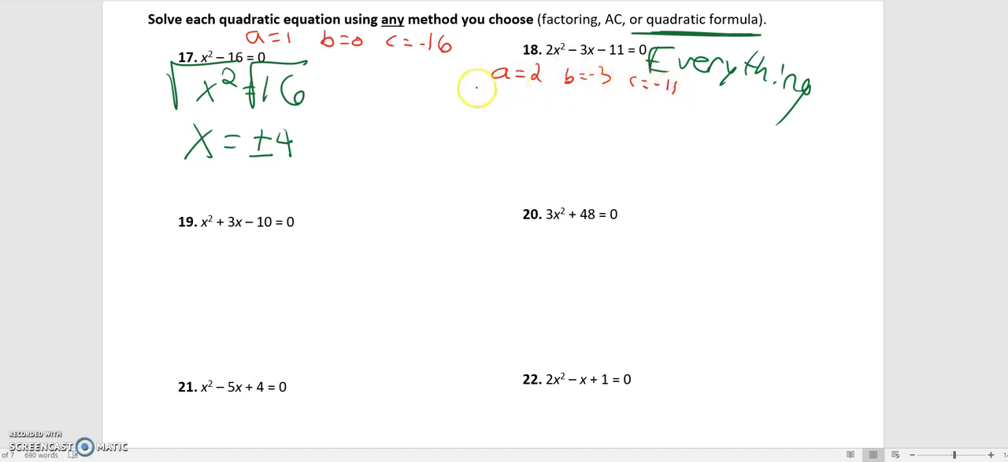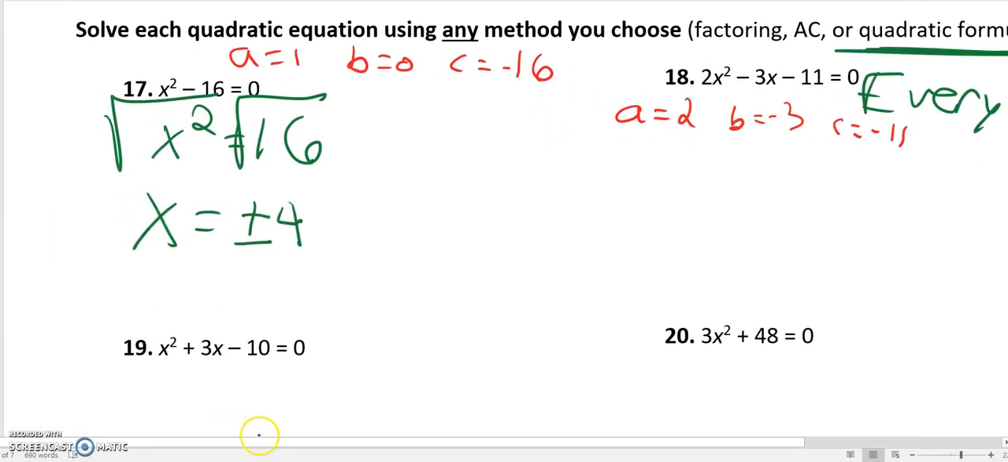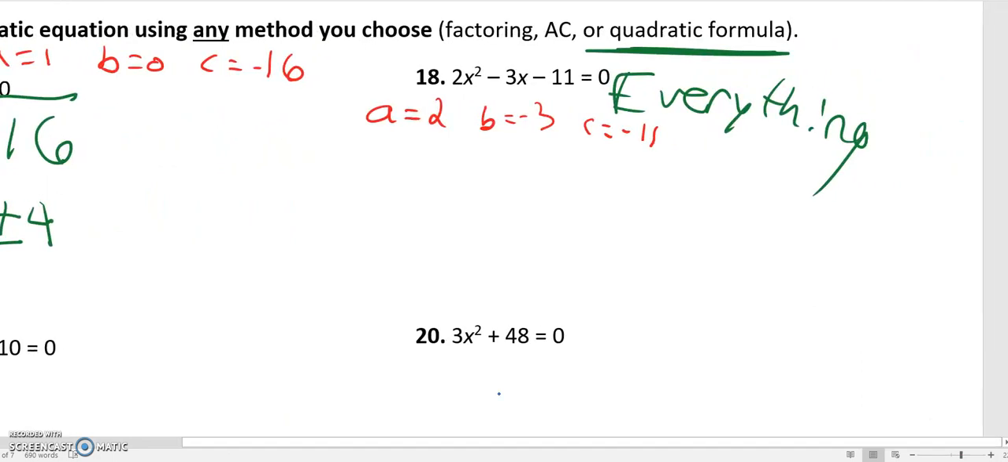So I'll do it with this one since these are some bigger numbers. You could do the quadratic formula for this one, but I'm going to go with the bigger numbers here. So looking at this, I'm actually going to zoom in so it's a little bit easier to see. Okay, so my formula is the opposite of b plus or minus the square root of b squared minus 4ac over 2a.